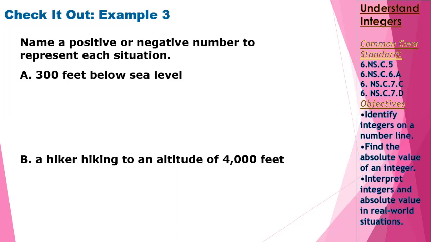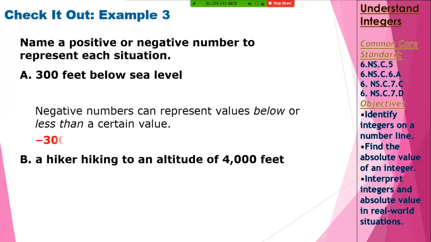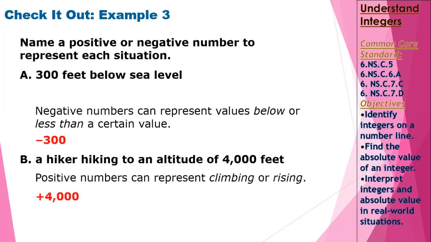So now, can you express any situation with a number using the sign, using integers, positive and negative numbers? Let's see. I'm waiting for you to write down the answers. Did you find the answers? Let's see. If you write negative 300, you have the right answer. And here, if you write positive 4,000, you have the right answer.